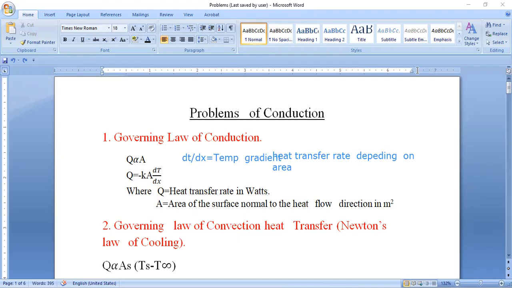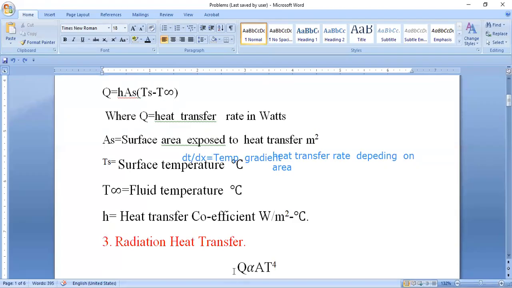The second equation is Newton's law of cooling, or the governing law of convection heat transfer. Q is equal to hA into Ts minus T infinity. Q is the heat transfer rate in watts. A is the surface area exposed to the heat transfer in meter square. Ts is the surface temperature. T infinity is the room temperature in degrees Celsius. h is the heat transfer coefficient. This is Newton's law of cooling, and it depends on convection.